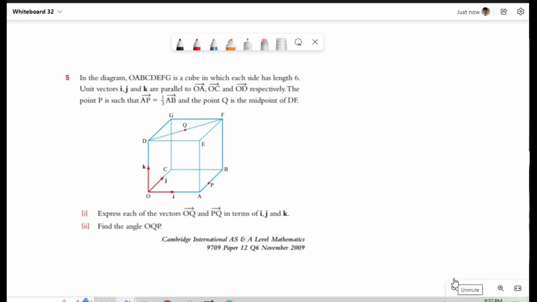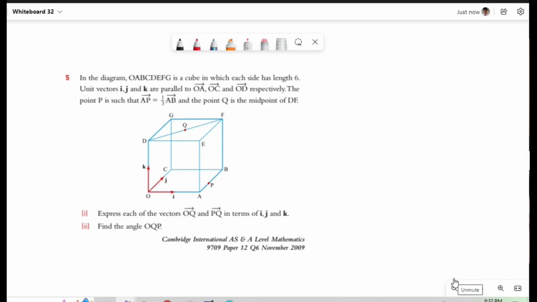The point P is such that vector AP equals 1/3 of vector AB. And the point Q is the midpoint of DF. Express each of the vectors OQ and PQ in terms of i, j, and k. And find the angle OQP.